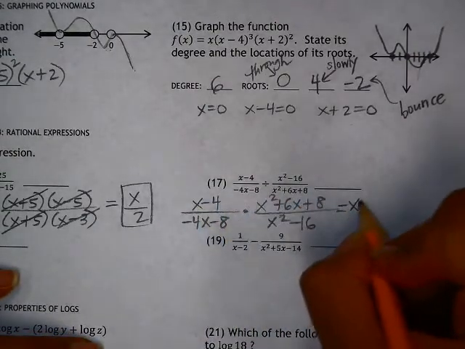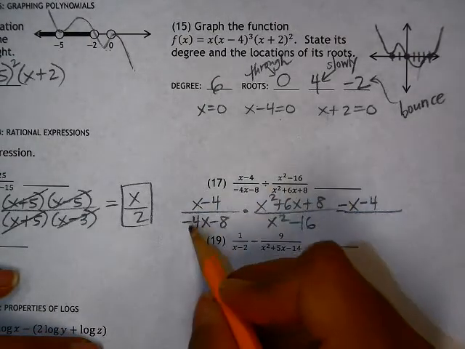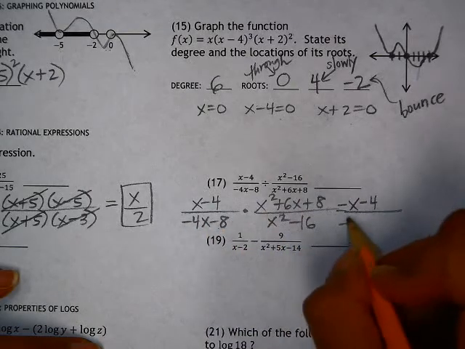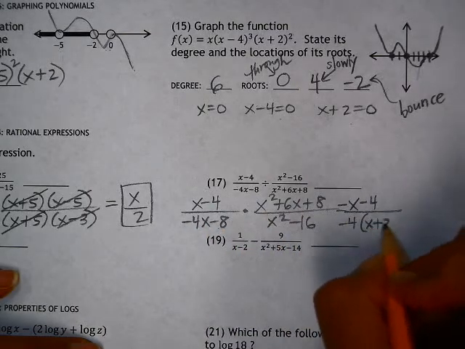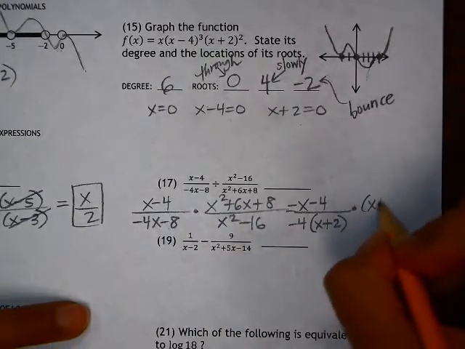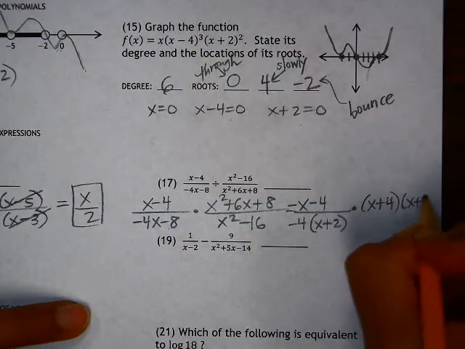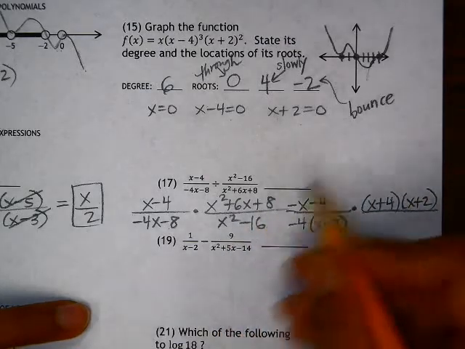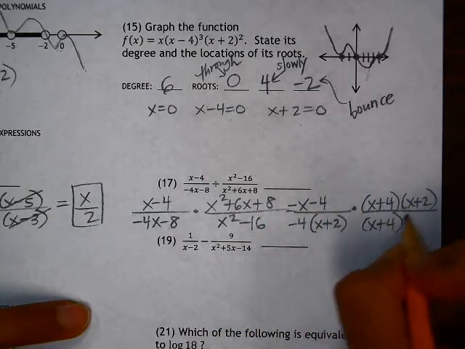X minus 4 can't be factored. Here we have a GCF of negative 4. X squared plus 6x plus 8 is x plus 4 times x plus 2. And x squared minus 16 is a difference of squares.